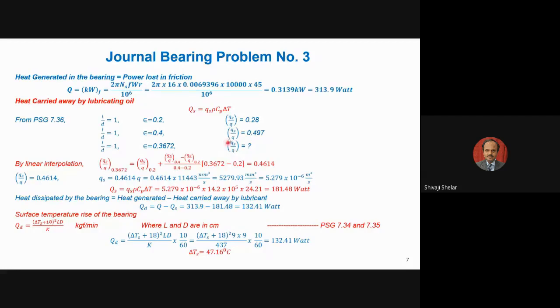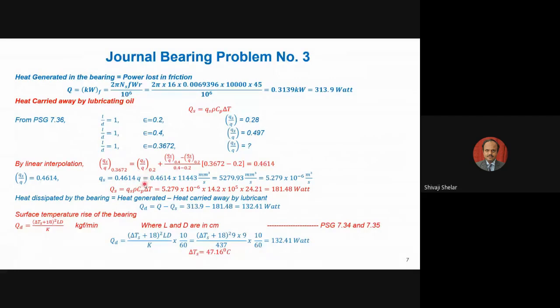So what is this ratio? Again, these values are taken from page number PHG 7.36. I am not going to repeat how it is taken. So this is taken from 7.36. If we use linear interpolation, this calculation comes as 0.4614, which is greater than this value and less than this value, so it is correct. Otherwise, it is wrong. So this is the correct value. So we get the side flow Qs equal to 0.4614 Q.